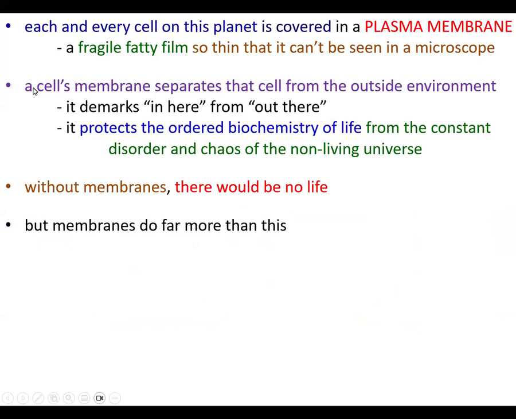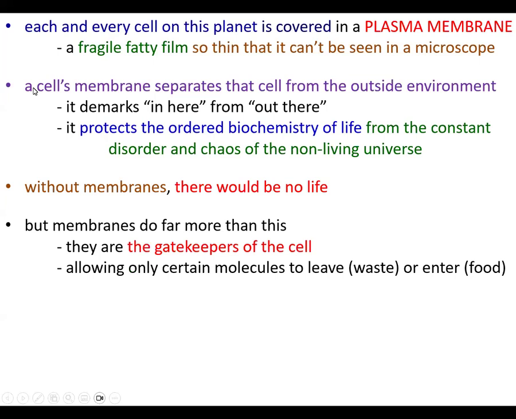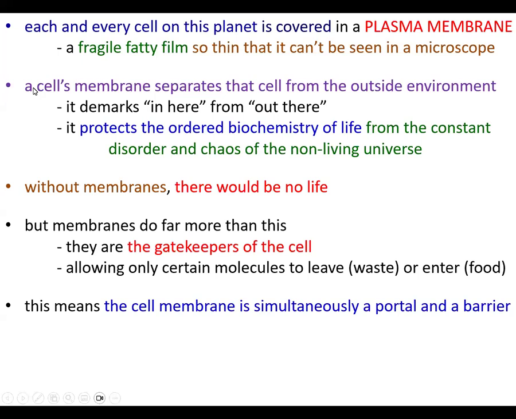But membranes do far more than just demarking where entropy needs to leave its shoes at the door. Membranes are the gatekeepers of the cell. Membranes, because of their hydrophobicity and their structural components that we'll talk about in just a second, really only allow certain molecules to enter or leave the cell. Typically, what's entering the cell is nutrient molecules, monomers, and other things that the cell needs to be aware of its environment. And typically, what's leaving the cell is waste for a single-celled organism, or proteins and other macromolecules that are needed for the overall health of the larger multicellular organism.